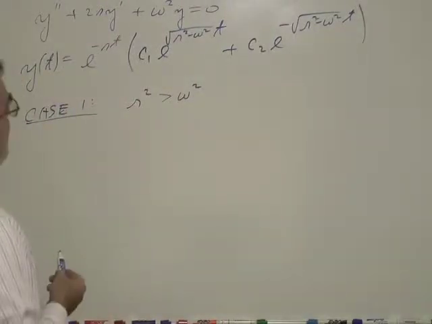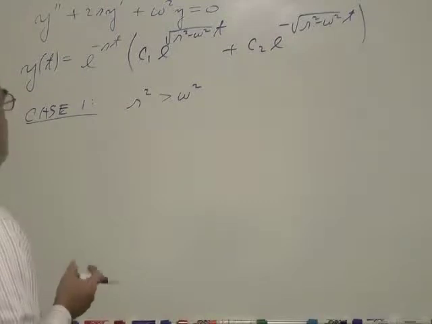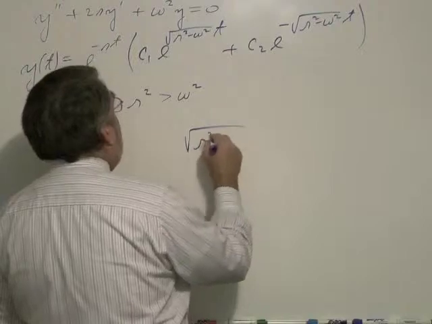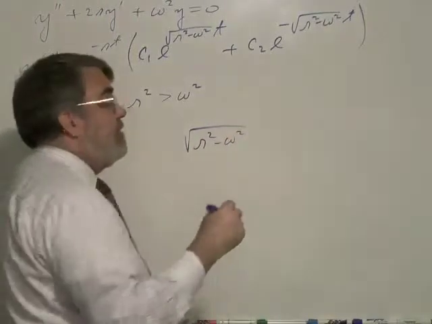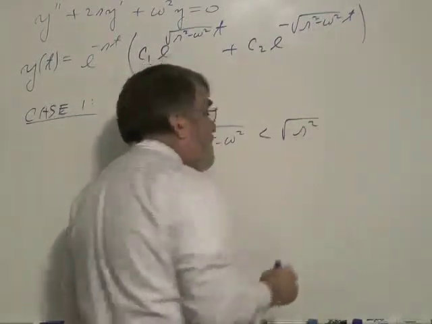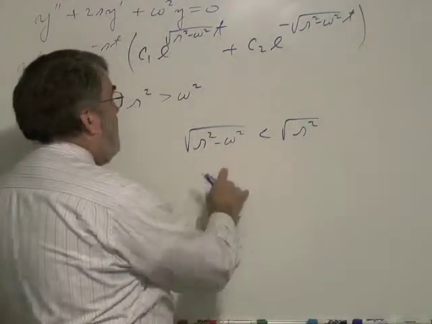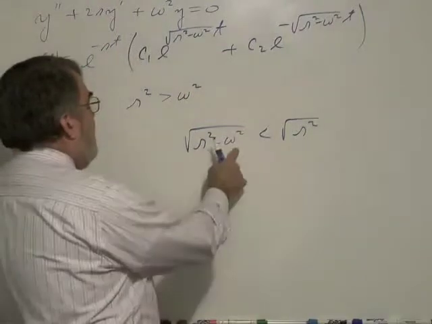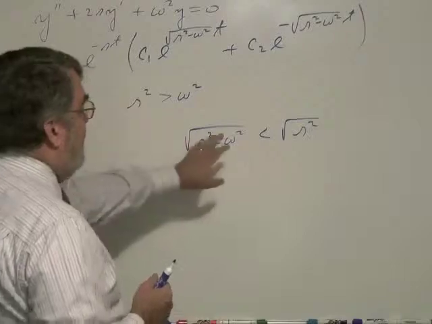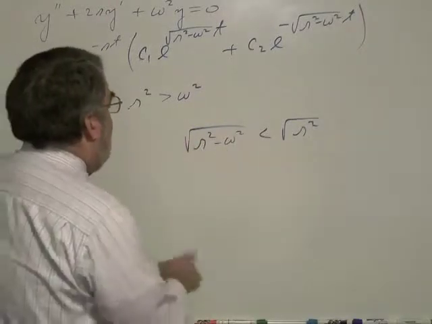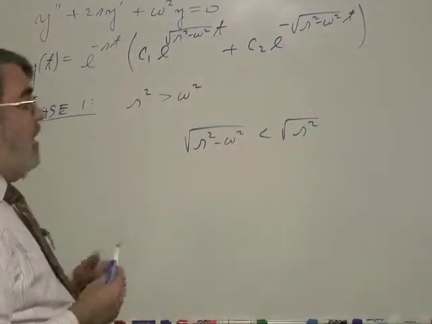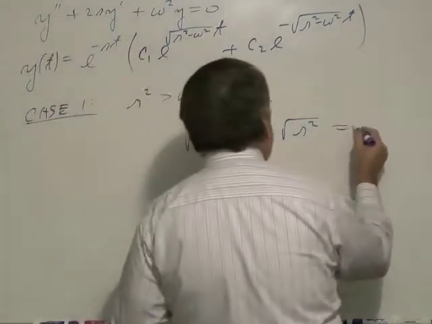But here's something I think pretty interesting to consider. The square root of r squared minus omega squared is less than the square root of r squared. Isn't that true? Omega squared is a positive number. We subtract a positive number from r squared. R squared is still larger, so we still get a positive number, but it's got to be smaller than just r squared without subtracting that number. And the square root of r squared is equal to r.